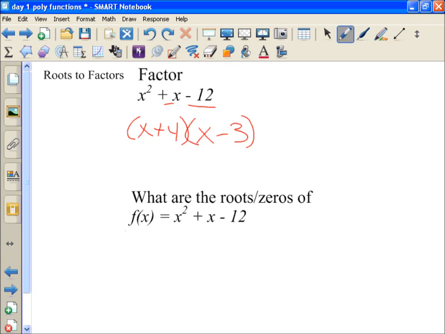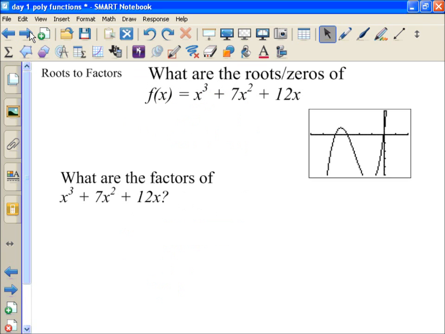Now, if you were to graph this equation, what you would notice is that you would see zeros at negative 4 and 3. Feel free to do it on your calculator. And what you will see is that there's always a relationship between the zeros and the factors. And we've seen that a lot in the quadratic unit, and that same concept pushes forward into the polynomial unit.